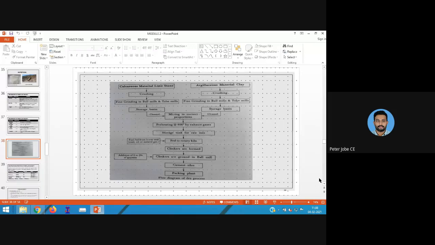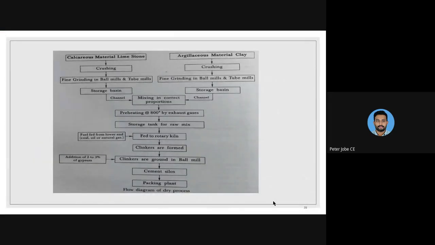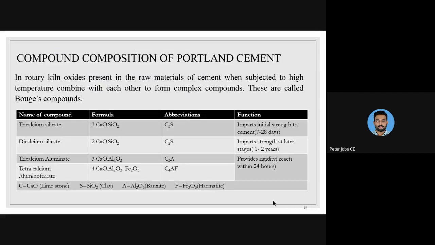So this is the method of manufacturing cement, and this is the flow chart of the same. If a question is asked in this regard, you can answer it accordingly. So next is the compound composition of Portland cement. This is actually a very important slide, where we are going to discuss the Bogue compounds.